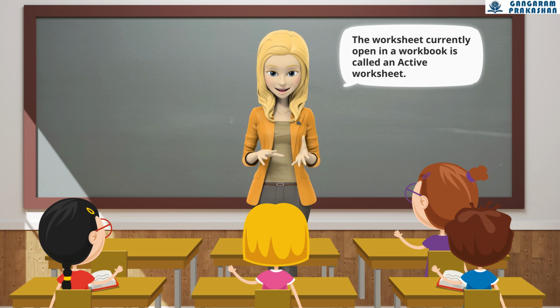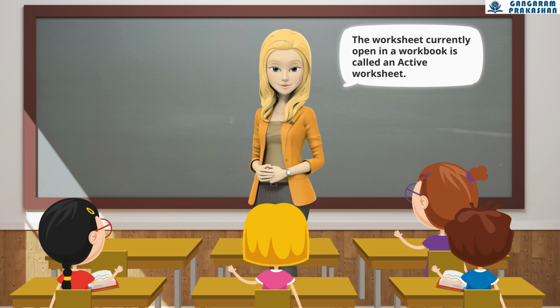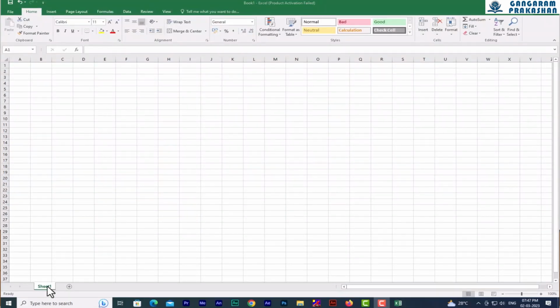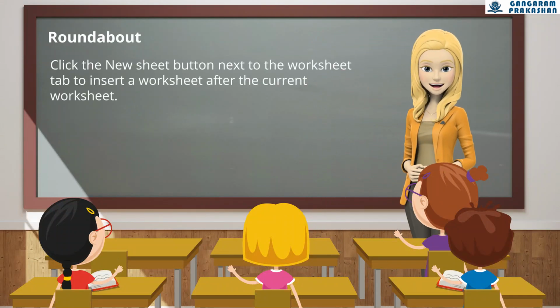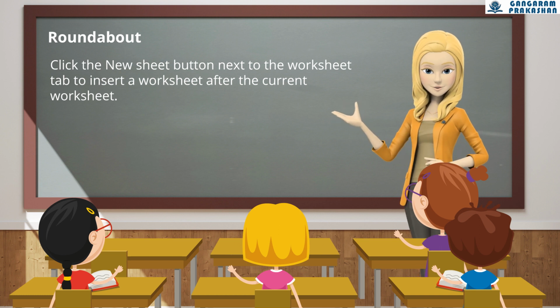The worksheet currently open in a workbook is called an active worksheet. To insert a new worksheet: 1. Click the Worksheet tab before which you want to insert a new worksheet. 2. On the Home tab, click the Insert button in the Cells group. A drop-down list appears. 3. Click the Insert Sheet option. A blank worksheet is inserted before the current worksheet. Roundabout: Click the New Sheet button next to the Worksheet tab to insert a worksheet after the current worksheet.